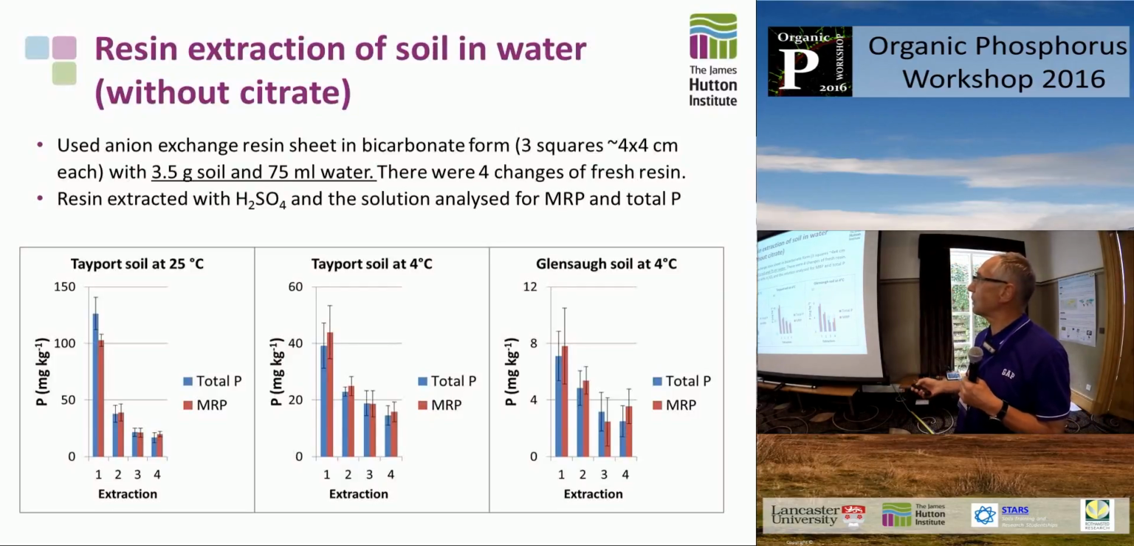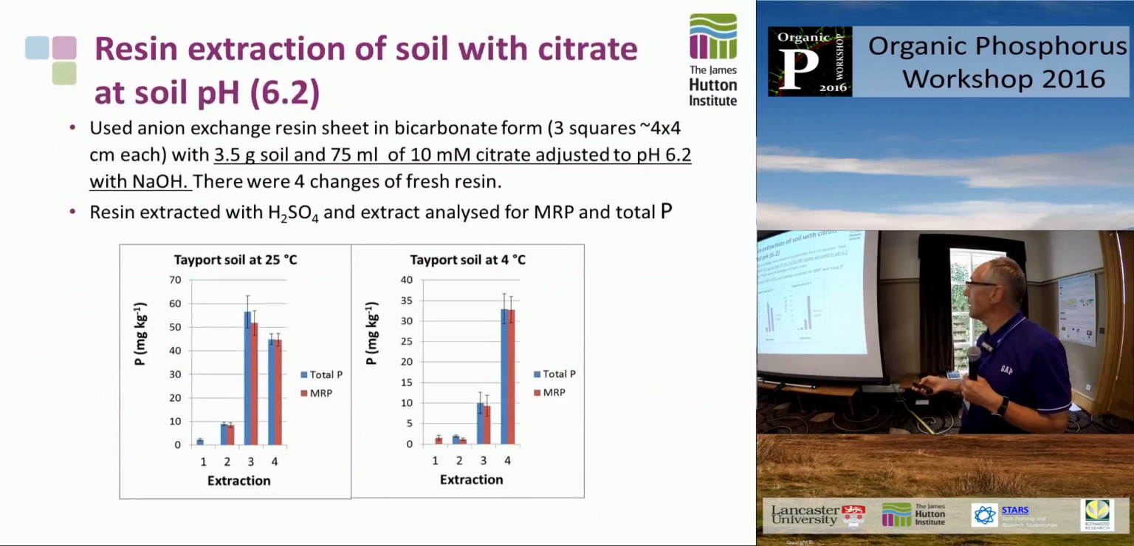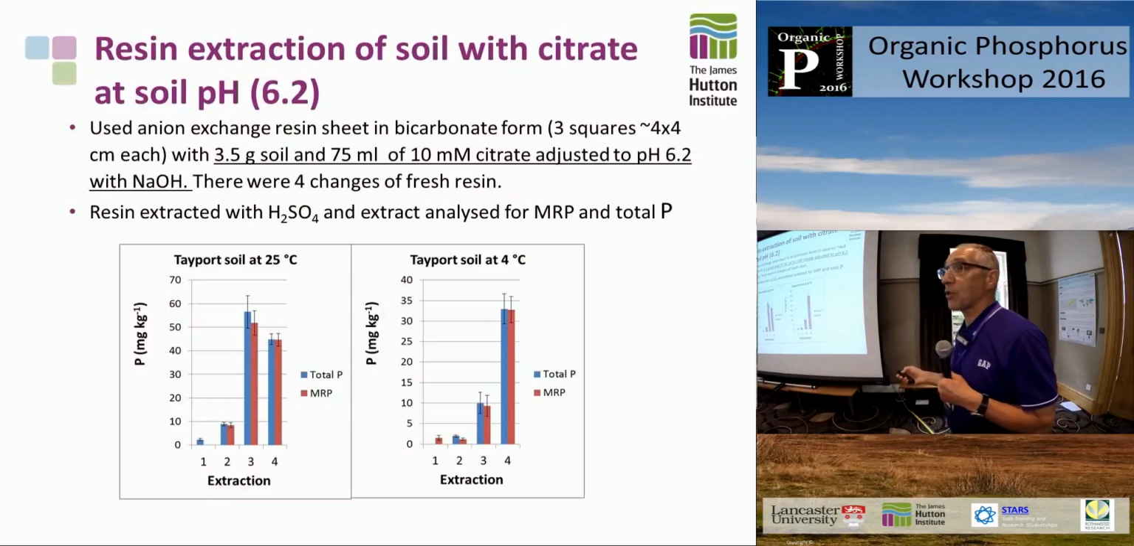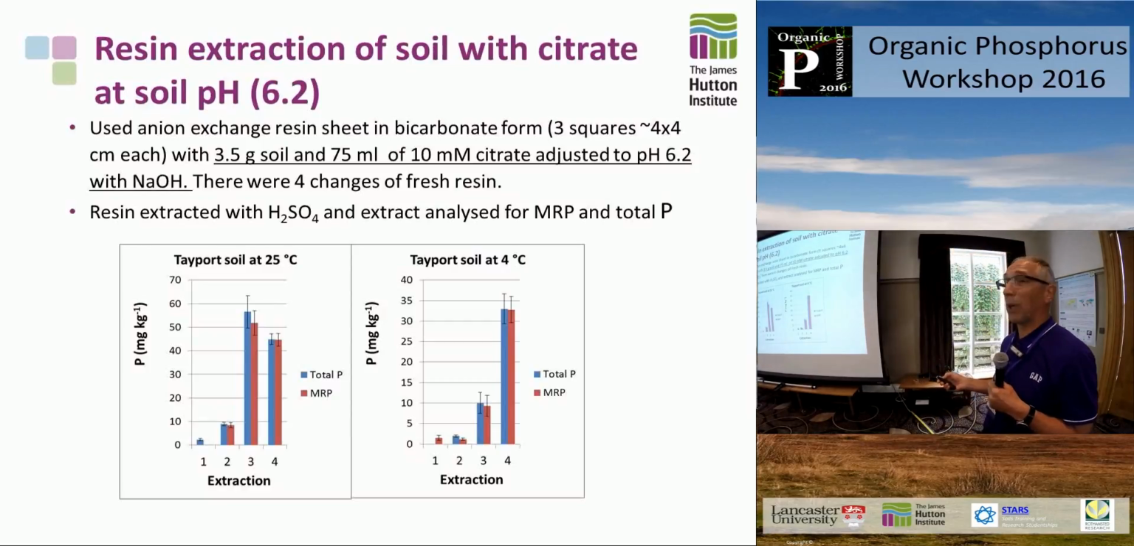This was just in water and soil. So these are the results for the same system, but with 10 millimolar citrate added. And the citrate solution, we adjusted the pH to be the same pH as the soil. Otherwise, we thought we'd just be looking at the effect of pH and not the effect of complexation by citrate.